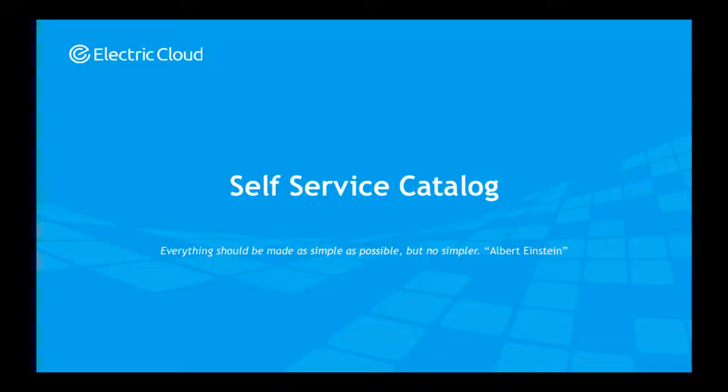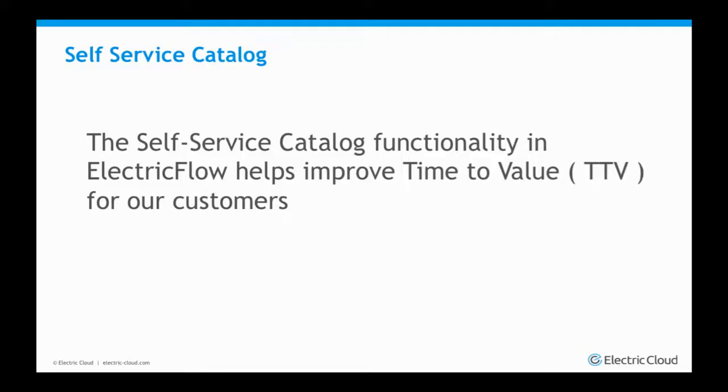In this video, we'll take a look at the self-service catalog feature that's delivered as part of the ElectricFlow product. The idea behind self-service catalog is to improve time to value for all our existing Flow customers. Service catalog makes it easy for organizations to show value by providing a storefront-like user interface for users to address their common deployment use cases.